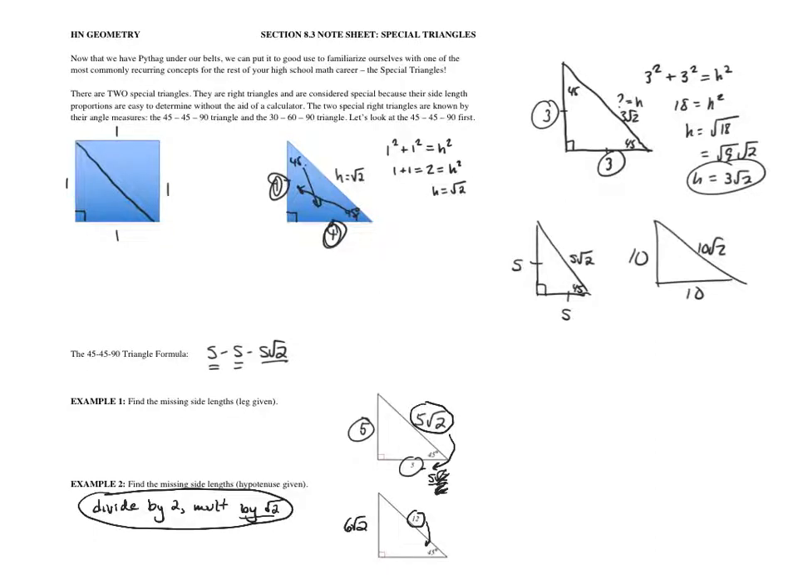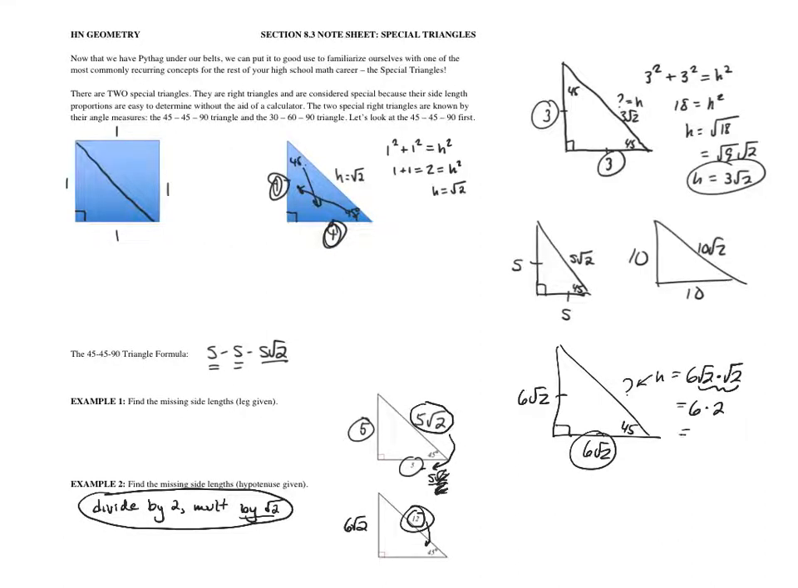And if you don't believe me, imagine we had this to be 6 root 2. Then, of course, we know the other leg will be 6 root 2. And the question would be, what would this be? Well, as it turns out, it better be 12. Remember, the way to get this hypotenuse is to take the leg and multiply it by root 2. So 6 root 2, which is the leg, multiplied by root 2. And of course, root 2 times root 2 is the square root of 4, which is 2. And of course, you get 12.